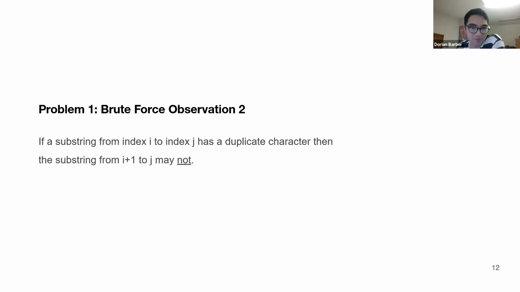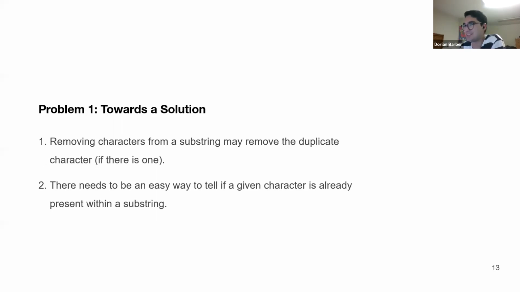But yeah, so now we can take some steps towards a solution, right? The first point is repeating the observation we just made: if we remove a character from a substring, we might remove the duplicate character if there is one, right? And then since we're looking at these duplicate characters, we need some sort of method to tell if a given character is a duplicate character in a substring, right?